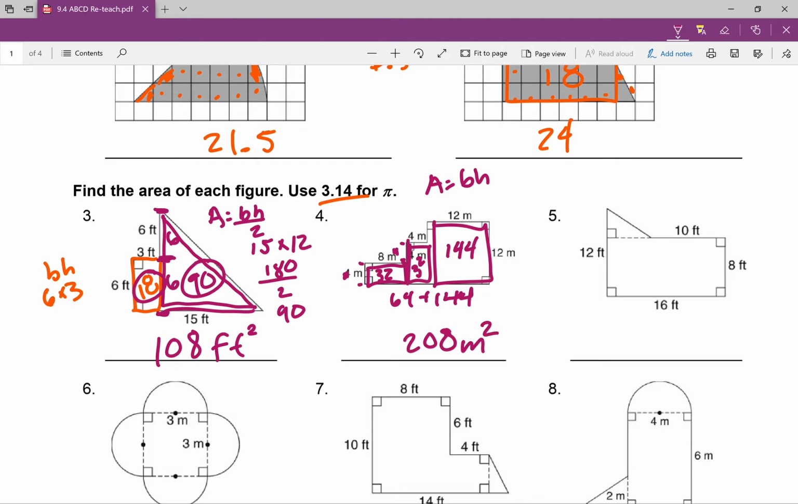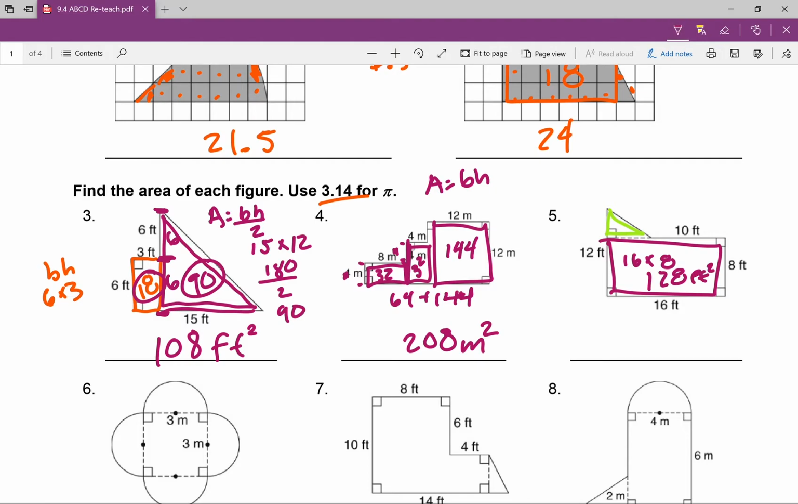Next one, I can clearly see a rectangle and a triangle. So for the rectangle, again, it's just base times height, which is 16 by 8. 16 by 8 gives me 128. So the big rectangle is 128 feet squared.